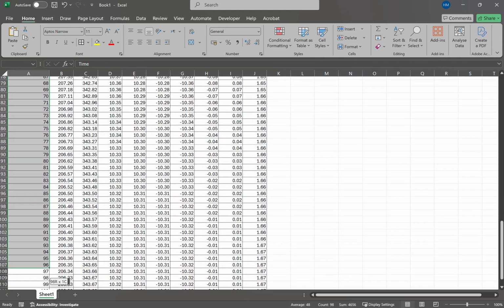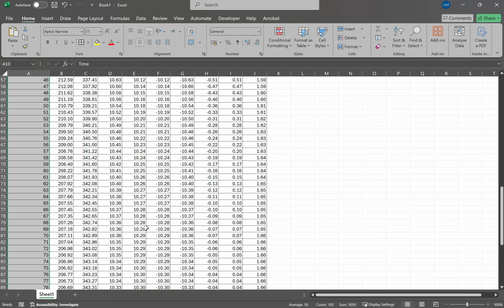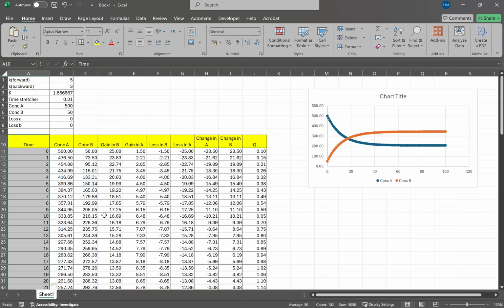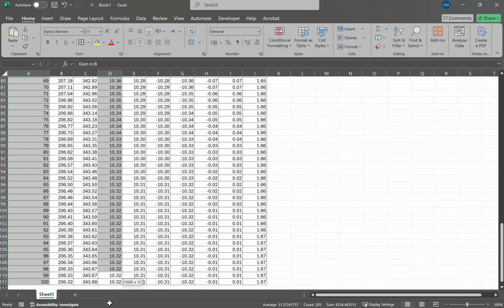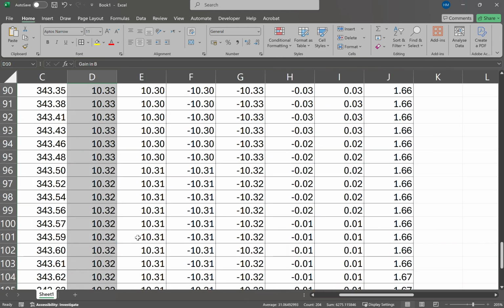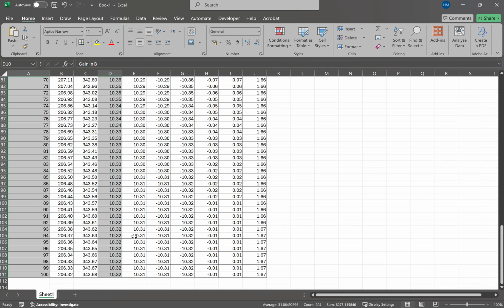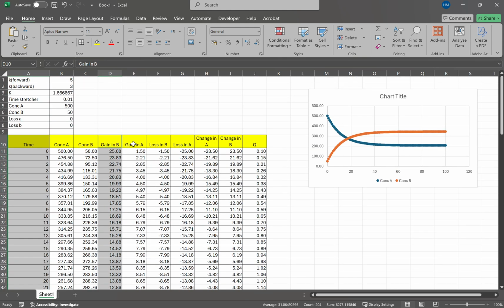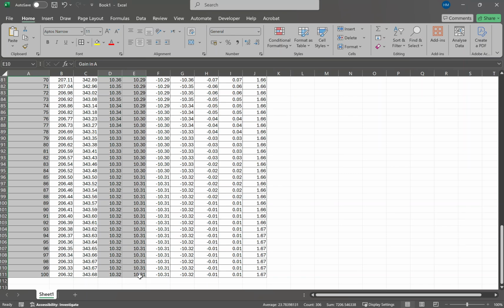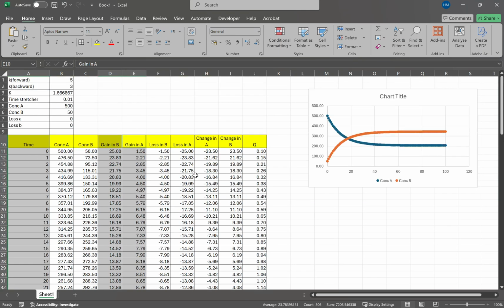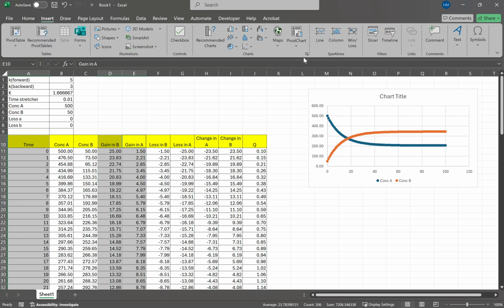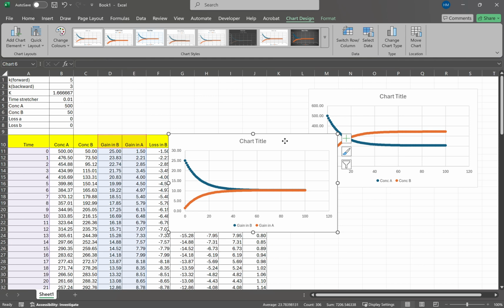So I'm going to click and drag on the time. Now I'm going to press and keep pressed the control button. So our rate of the forward reaction is equal to the gain in B. So I've got control held down. I'm going to hold down control again, and I'm going to select the gain in. I can just do them at the same time, couldn't I? So I've got those selected now. If I go to insert, chart, scatter.